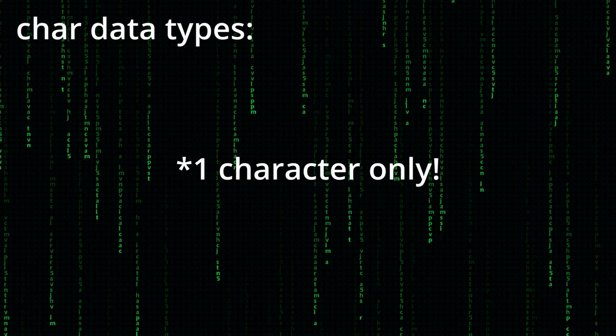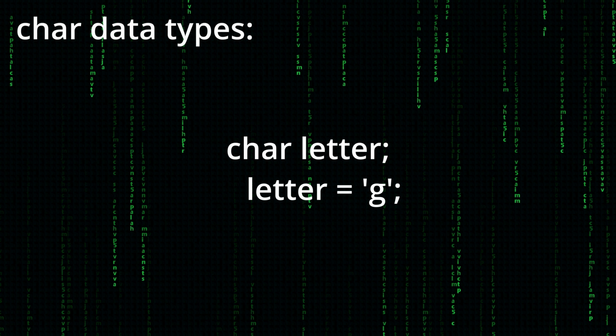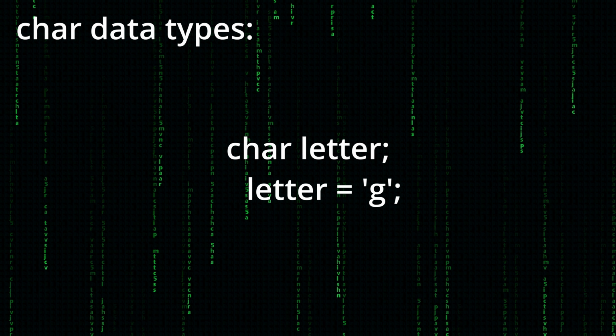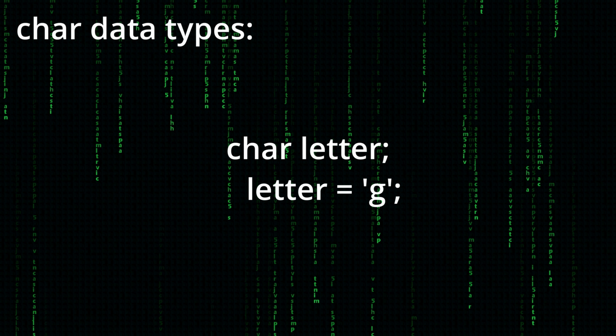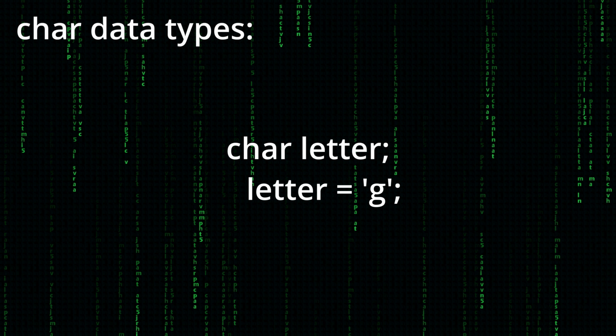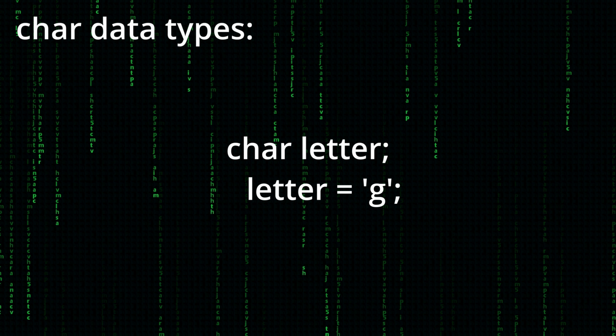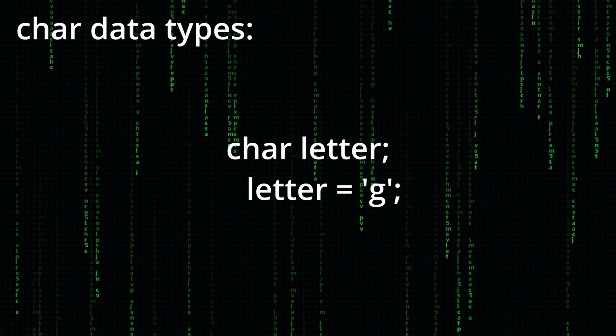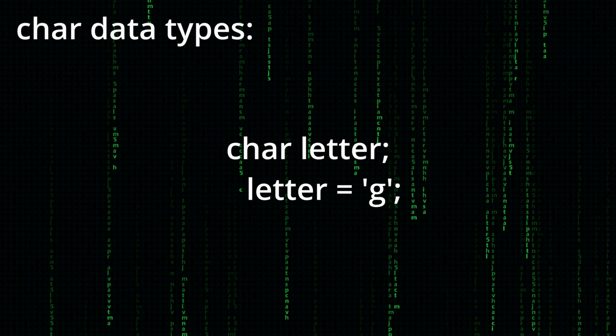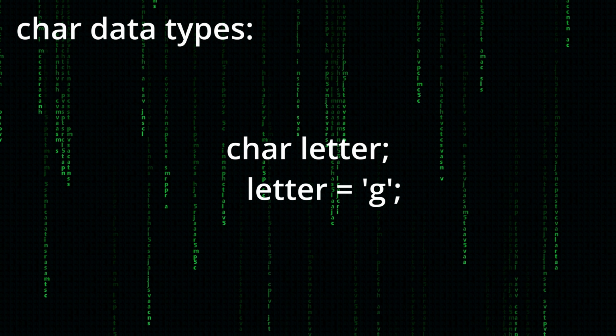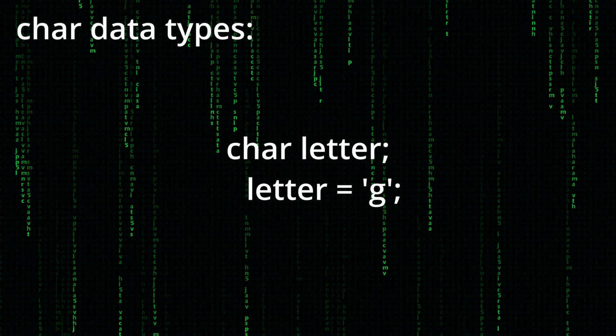So let's look at an example here. We have char letter. This is the variable letter being declared. And then on the next line, we're initializing it. So we're saying letter is equal to 'G'. Notice how we only have single quotes here. We could do this all on the same line. Of course, we can declare and initialize on the same line, but you can also break it up as well. Just showing that as an example.